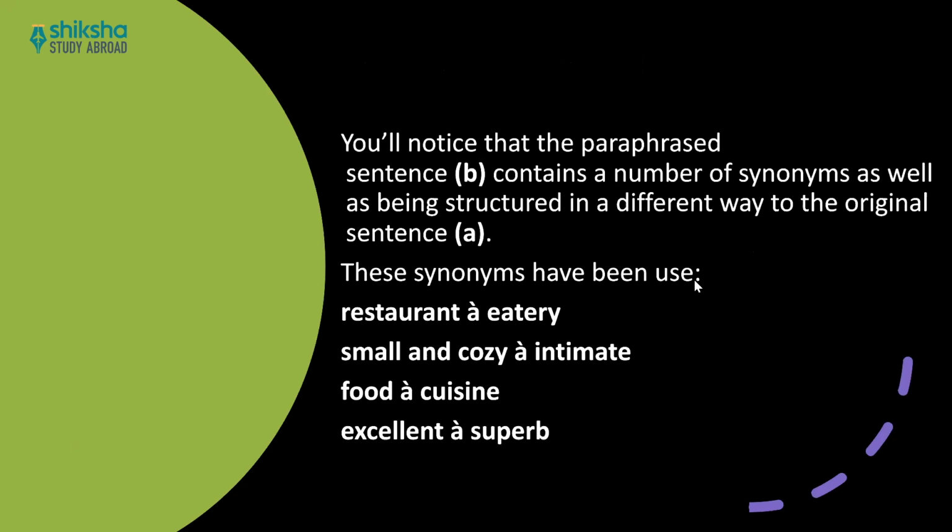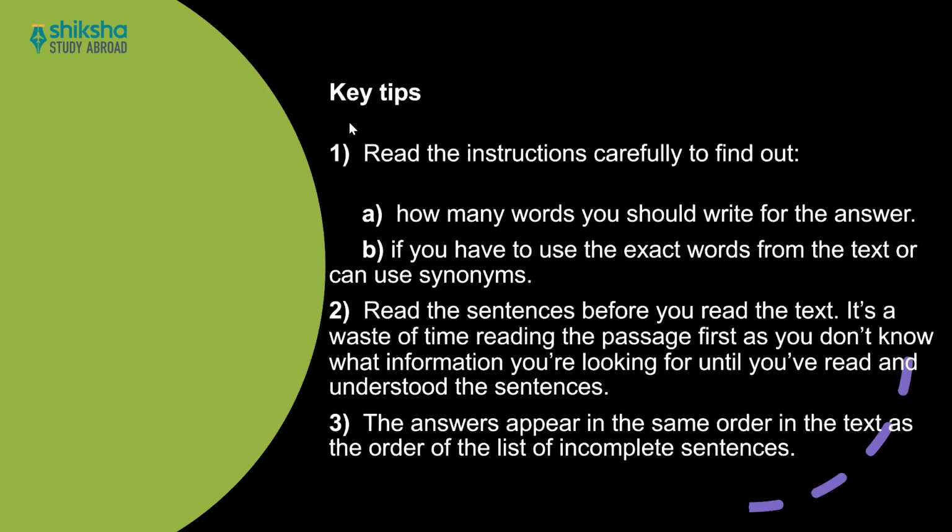So these synonyms have been used: for restaurant, eatery has been used, right? So it means the same. Small and cozy, intimate. Food, cuisine, and excellent, superb. So you can see how you have to build your vocabulary in order to complete these kind of sentence completion questions. So vocabulary is a must as a tip.